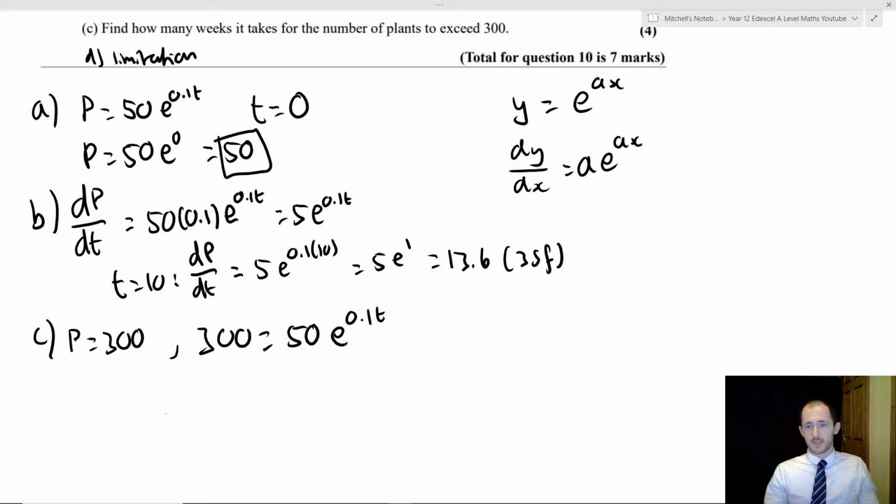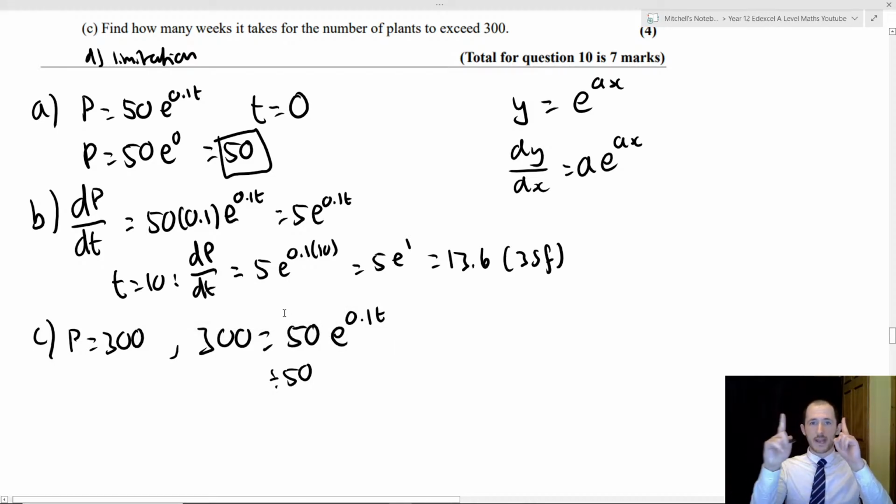We want to rearrange for t, so let's divide both sides by 50. Remember, only take logarithms if you have one number in the expression, right? If I take logarithms of this at the beginning, it's going to mess everything up. Only have one number, one exponential. That's when you take logarithms. Okay. Likewise, if you want to take the exponential of both sides, right?